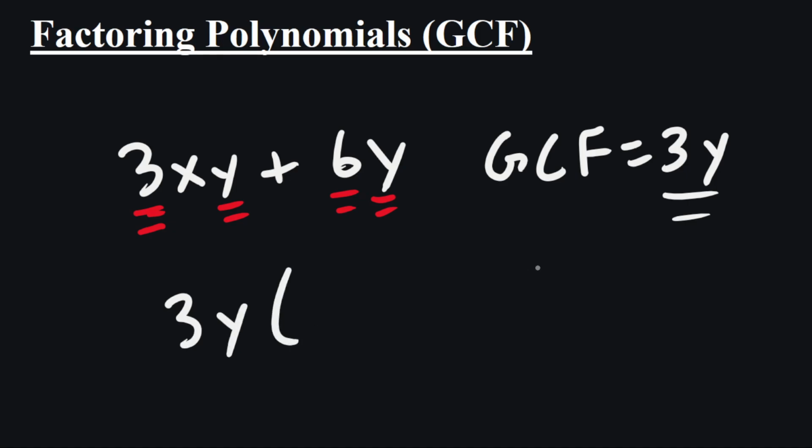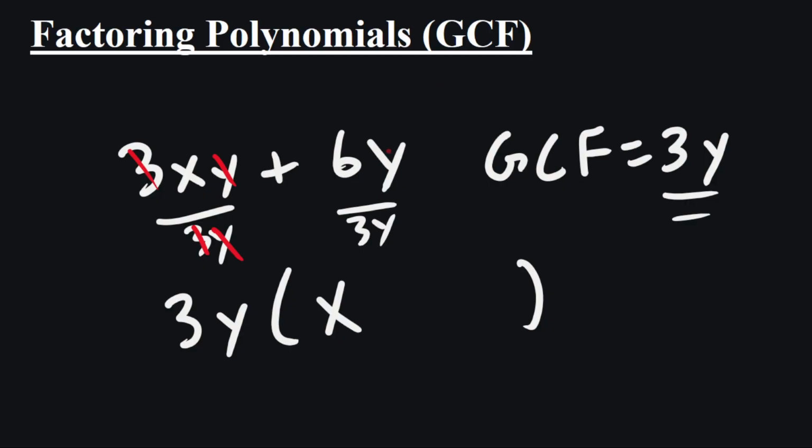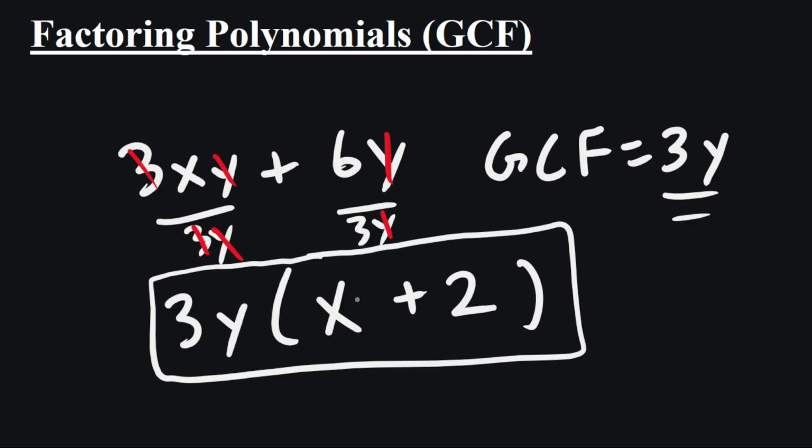3y. Let's set up a parentheses, and now let's divide each of these terms. What is 3xy divided by 3y, the greatest common factor? And what's 6y divided by 3y? If we take a look, these y's would cancel out, these 3's would cancel out, and we're just left with x for the first term. So x. Now let's take a look at these. These y's cancel out, and then we're left with 6 divided by 3, which is 2, positive 2. And that is how we factor that polynomial.